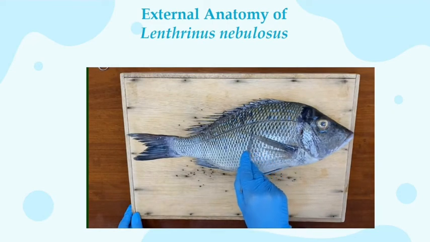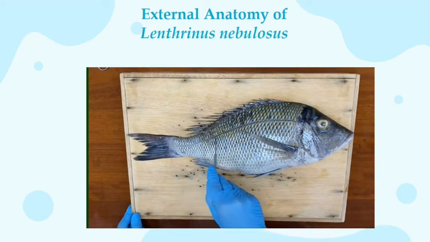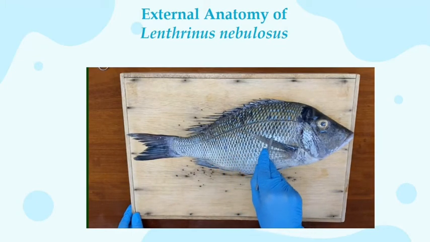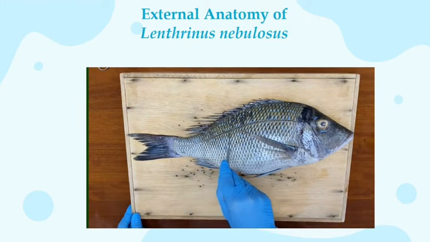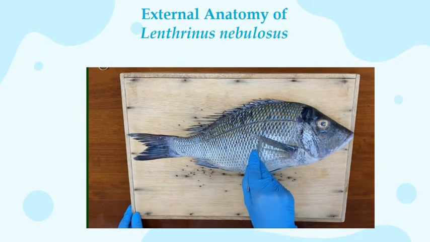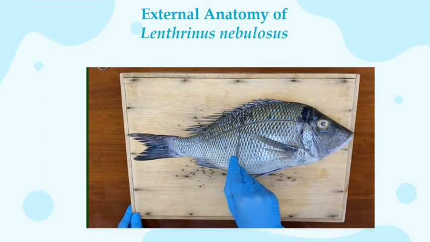Running down the length of a fish's body is the lateral line. It's made up of a series of microscopic holes located just under the scales of the fish. One of the fish's primary sense organs, the lateral line can sense low vibrations in the water and is capable of determining the direction of their source.